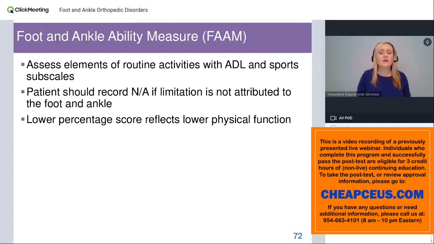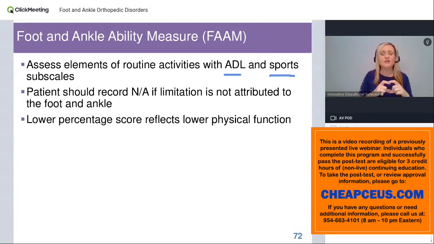The foot and ankle ability measure. This tool is going to look at our ADL activities and our sports. So you can create two different subscales where the individual's rating their different activities from a scale of I have no difficulty doing that to I am completely unable to perform this.